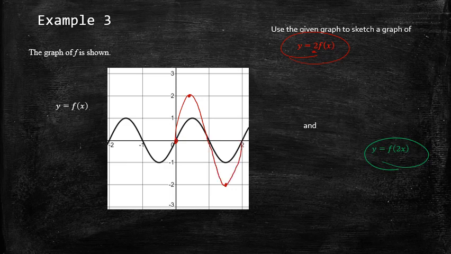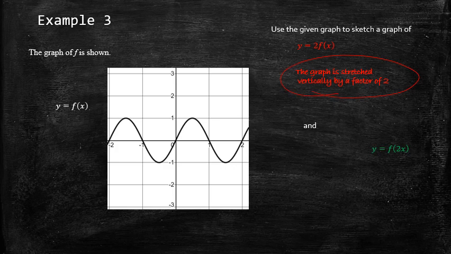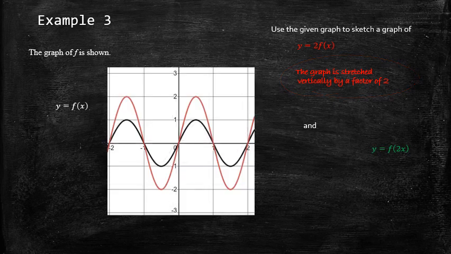Notice the points where the graph was crossing the x-axis. The y value was equal to 0 there, so multiplying by 2 doesn't affect it. It's still equal to 0. Okay, so we see that we're going to get a vertical stretch. And there's the graph of y equals 2 times f of x.